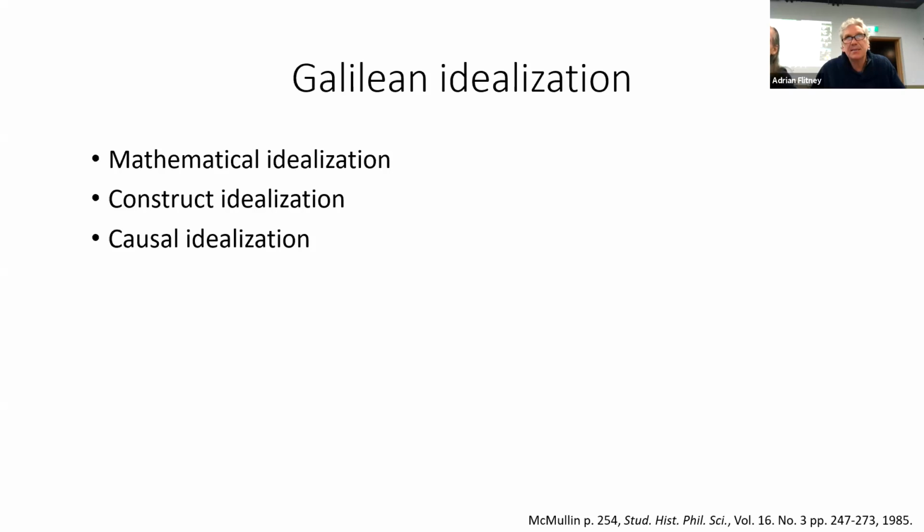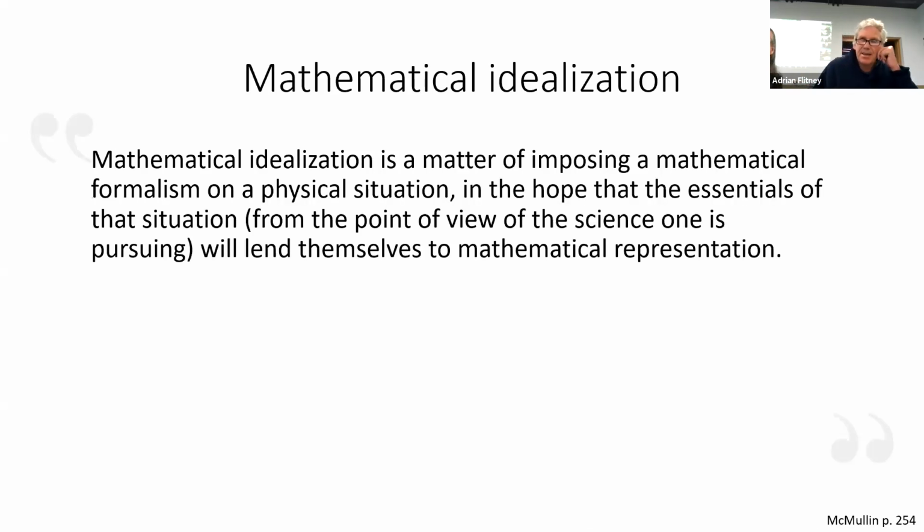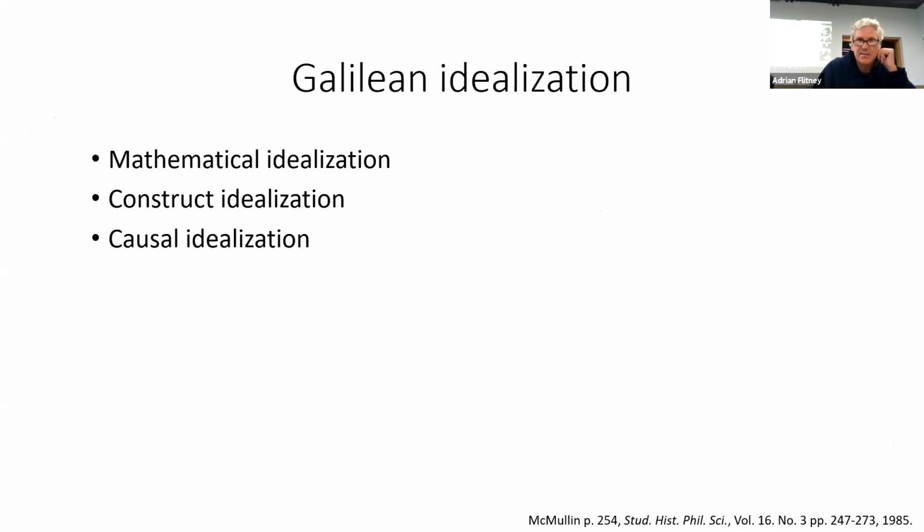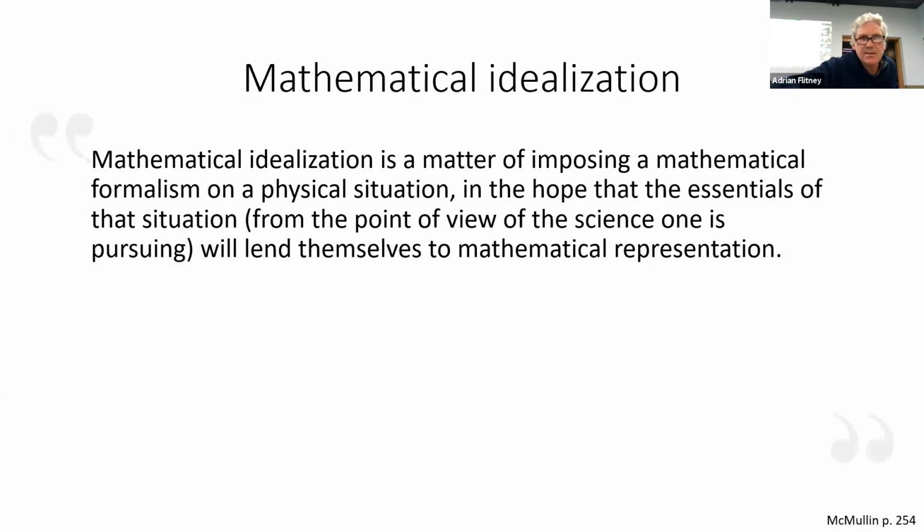We can see your whole screen. Okay. So in a paper by McMullen, he breaks up Galilean idealization into three different kinds: mathematical idealization, construct idealization, and causal idealization. So we'll just go through that. When you apply mathematics to a situation, you leave some of the things behind, but the hope is that you get the essentials of the situation.